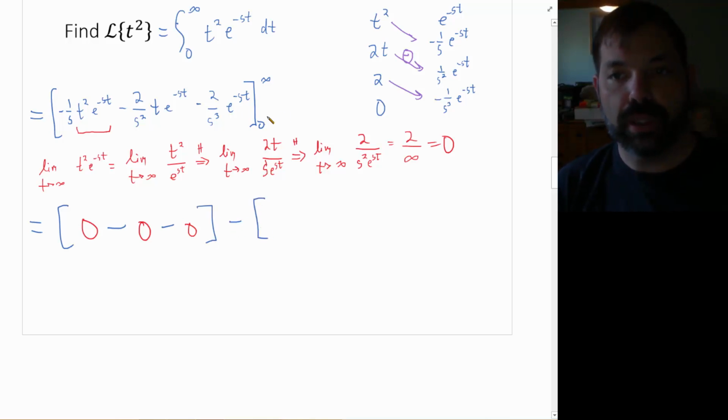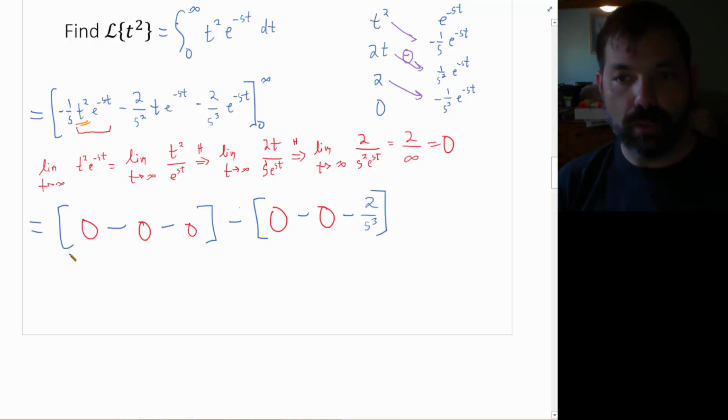Now, substituting t equals 0. Well, if I let t equal 0, right there, that's going to give me a 0. Similarly, I'll get a 0 for the second term, and then in the last term, I have no factors that'll go to 0. So I'll have a minus 2 over s cubed, and e to the 0 is 1. And so, simplifying all this, we get that the Laplace transform of t squared is 2 over s cubed.